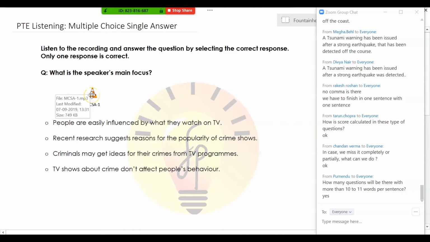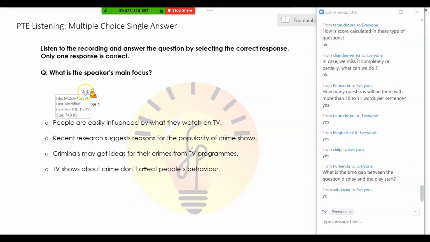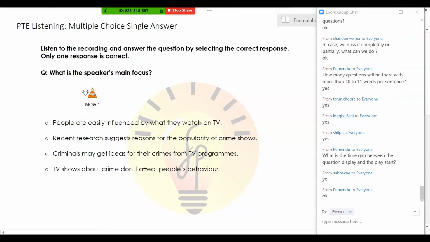Alright, so shall we do this now? All of you ready? Yes? No? There isn't much time that you get, Purnendu. So it's about 5-8 seconds. Alright, so you will just get the time to read the question. But I would say, even if you don't get it, stay focused. That is the most important thing. Alright, so let me just play this.